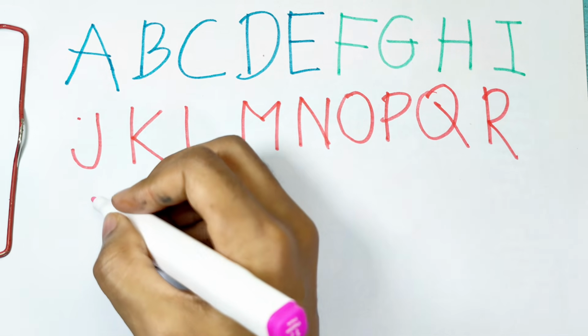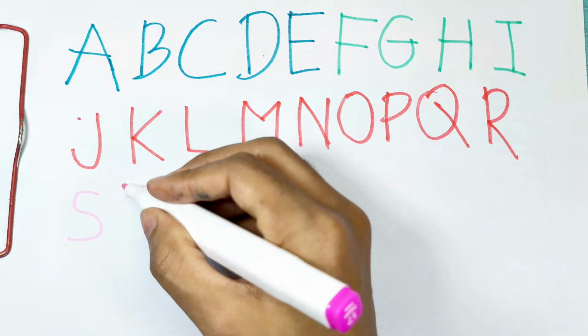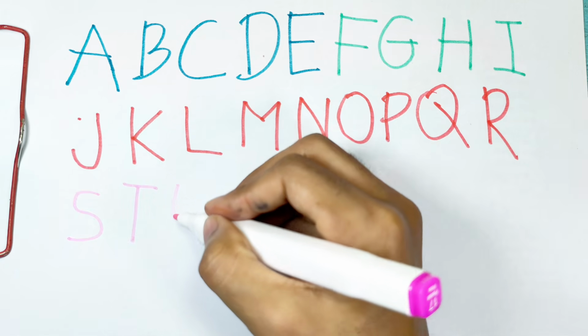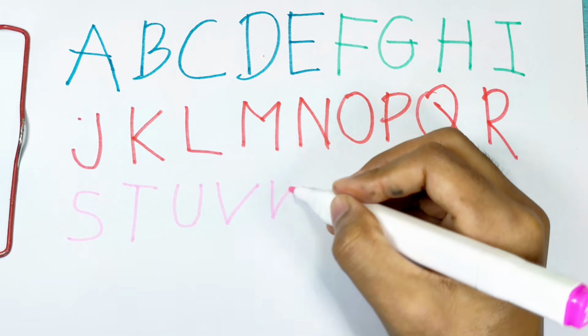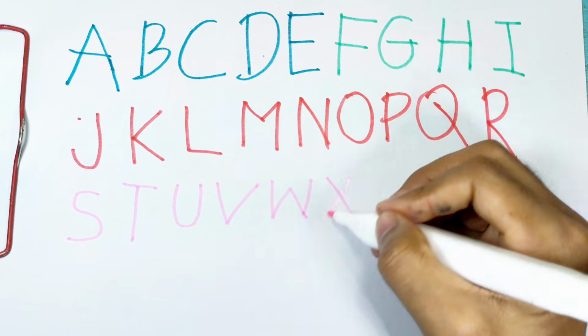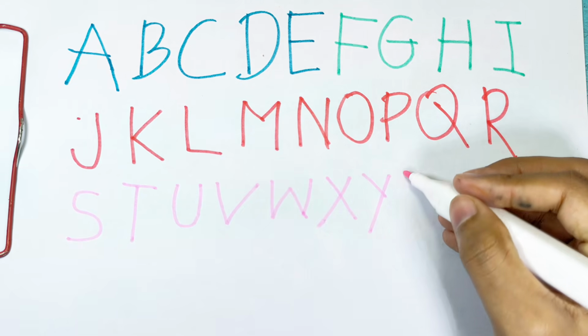So now we're writing S. S for snack. S. T. U for umbrella. V for vanilla. W. And the next one is X. Y. And the last one is Z.